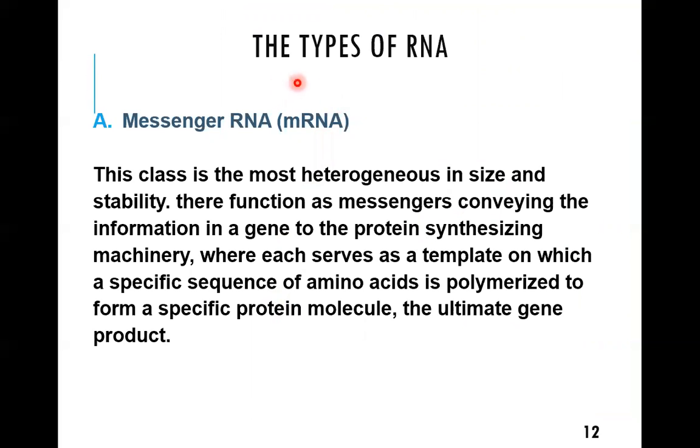There are many types of RNA. Number A, messenger RNA, mRNA. This class is the most heterogeneous in size and stability because it is synthesized from DNA in the nucleus and depends on the type of protein we need to translate. So it is so different in size and stability.